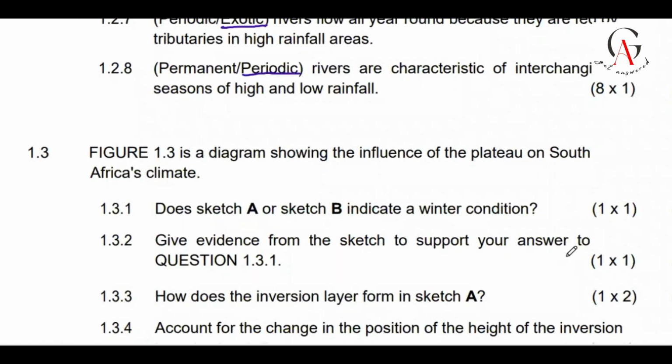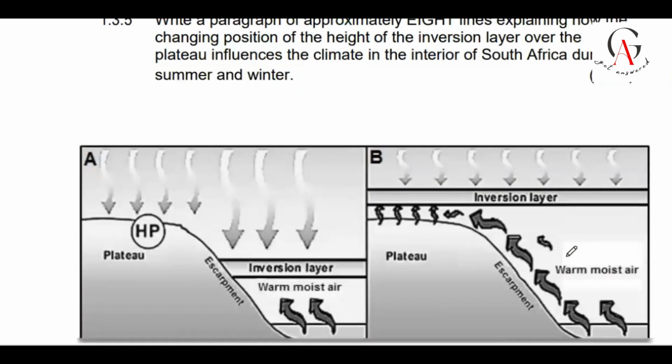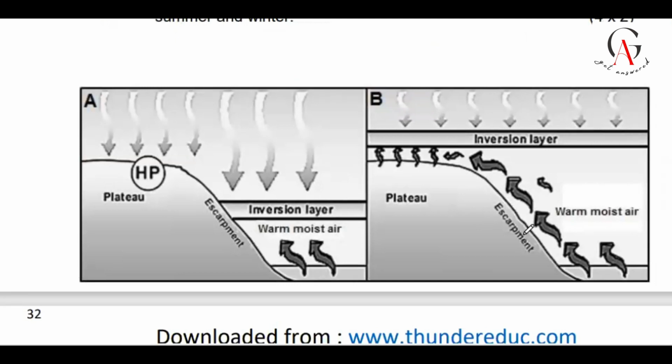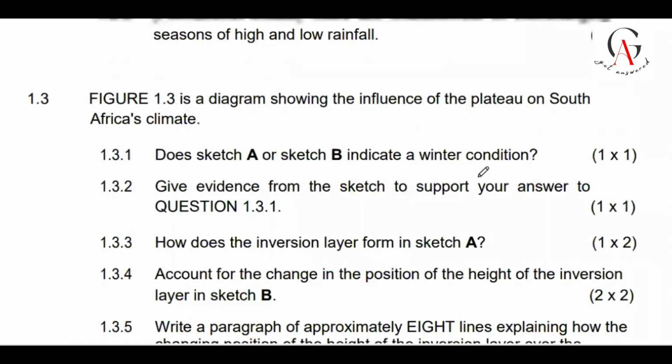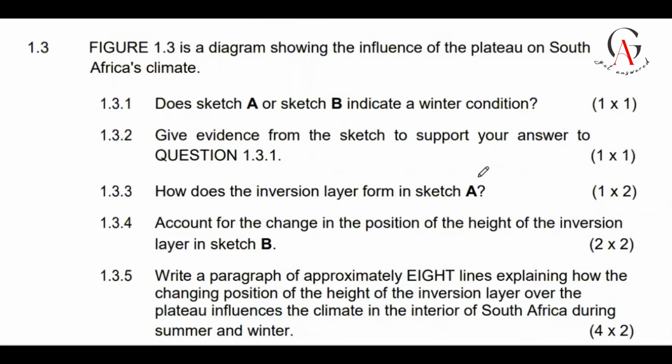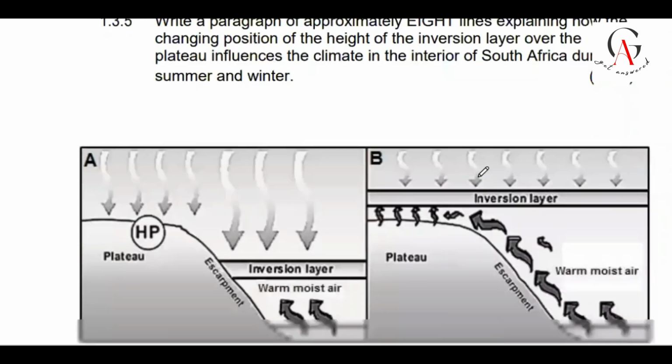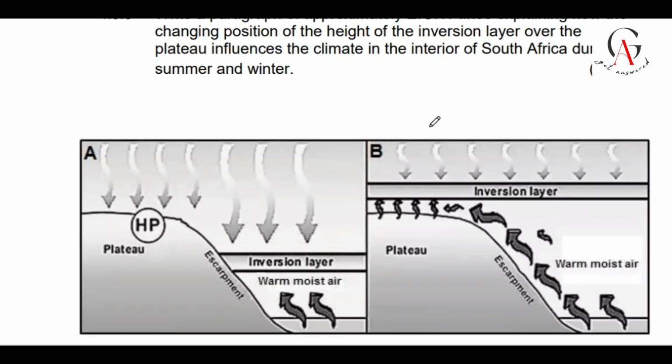Okay, let's go to figure 1.3, which is a diagram showing the influence of the plateau on South Africa's climate. Let's check figure 1.3. As you can see, this diagram A, diagram B, high pressure, inversion layer, warm moist air, the escarpment, and the plateau. Let's go to the questions. They say, does sketch A or sketch B indicate winter condition? Which sketch between A and B does indicate winter condition? I'll give you 3 seconds to think about that one quickly. So our answer is going to be sketch A does indicate winter conditions.